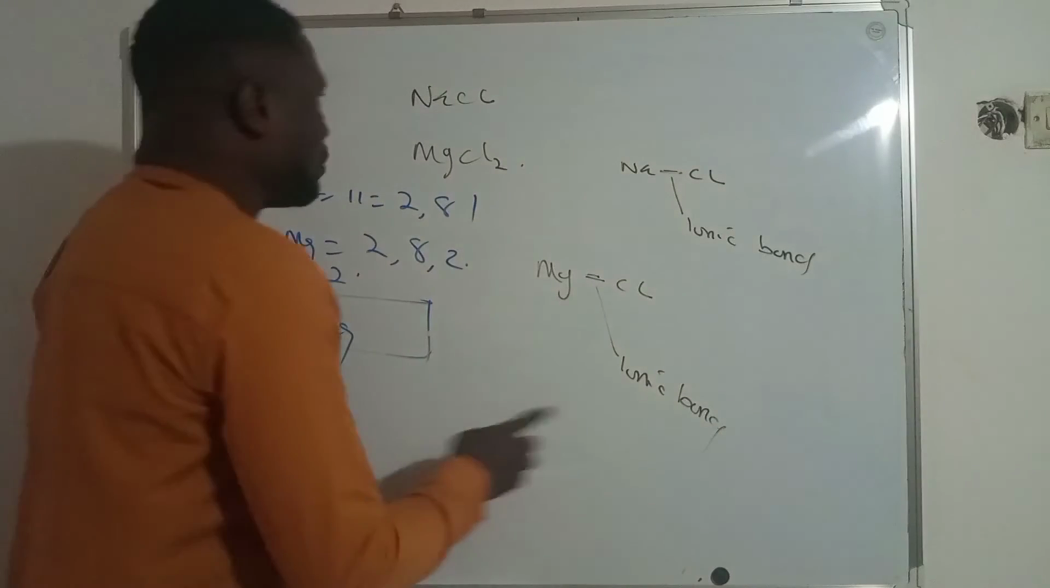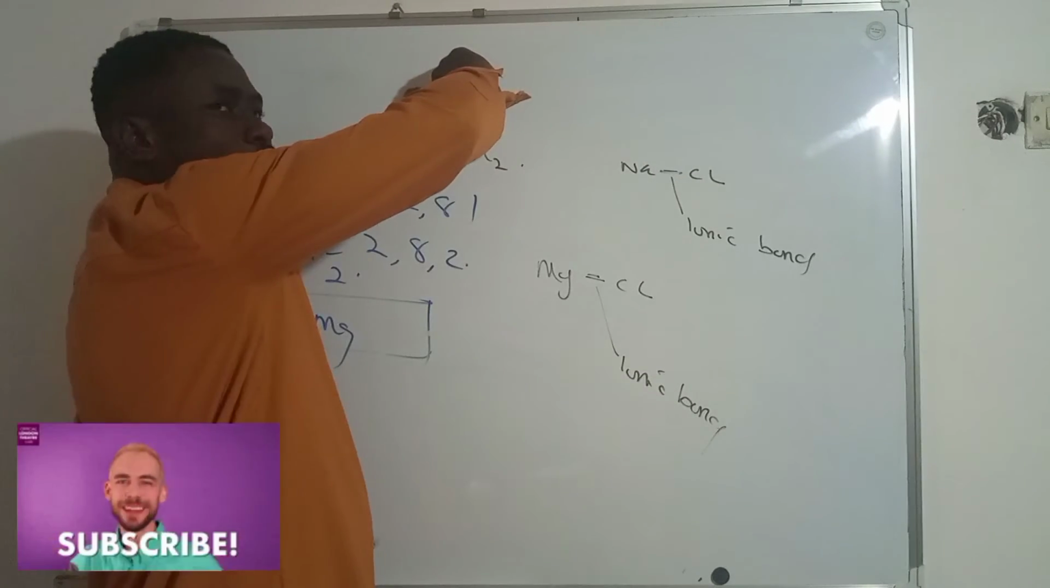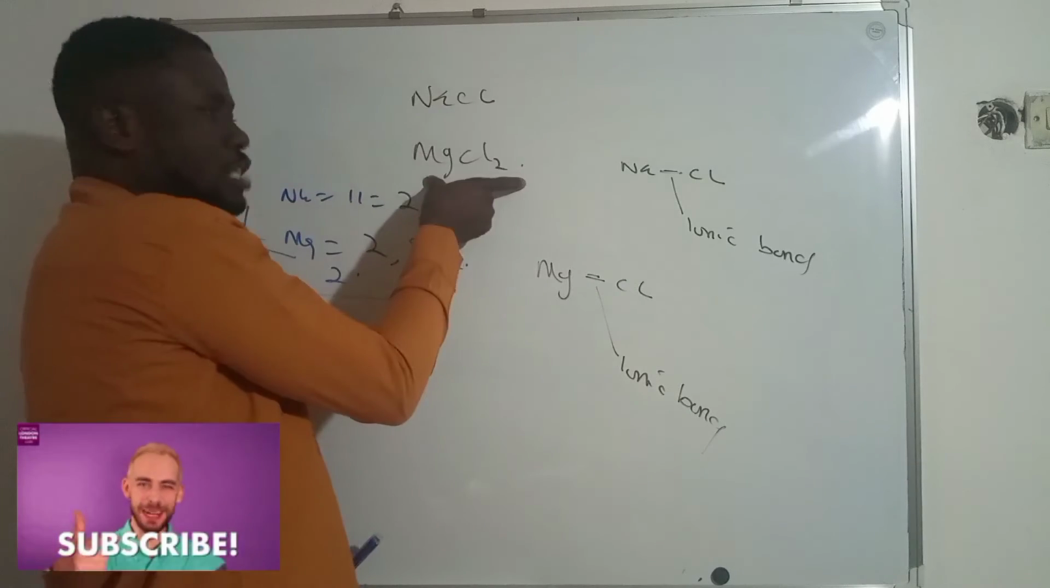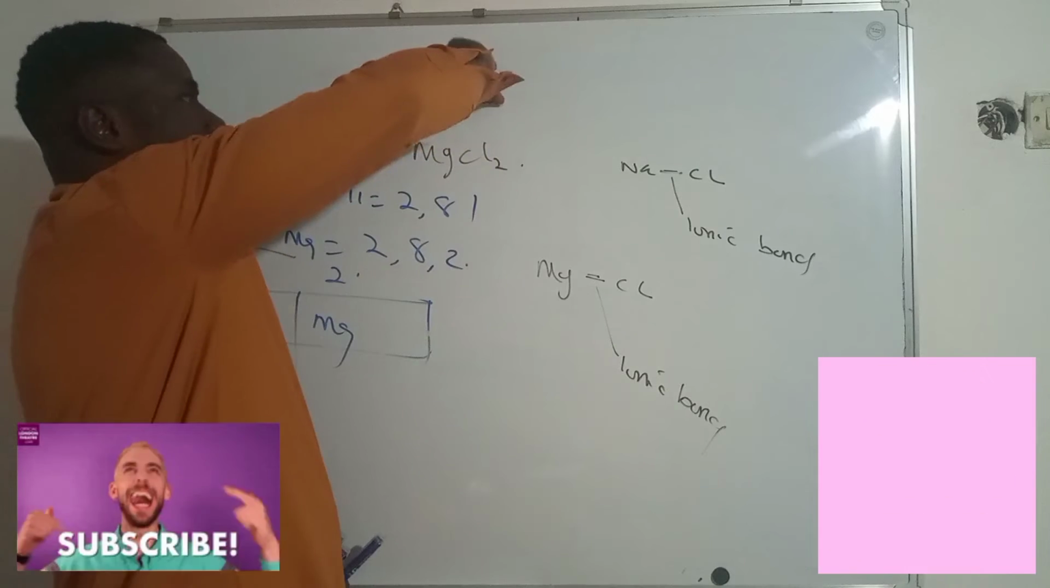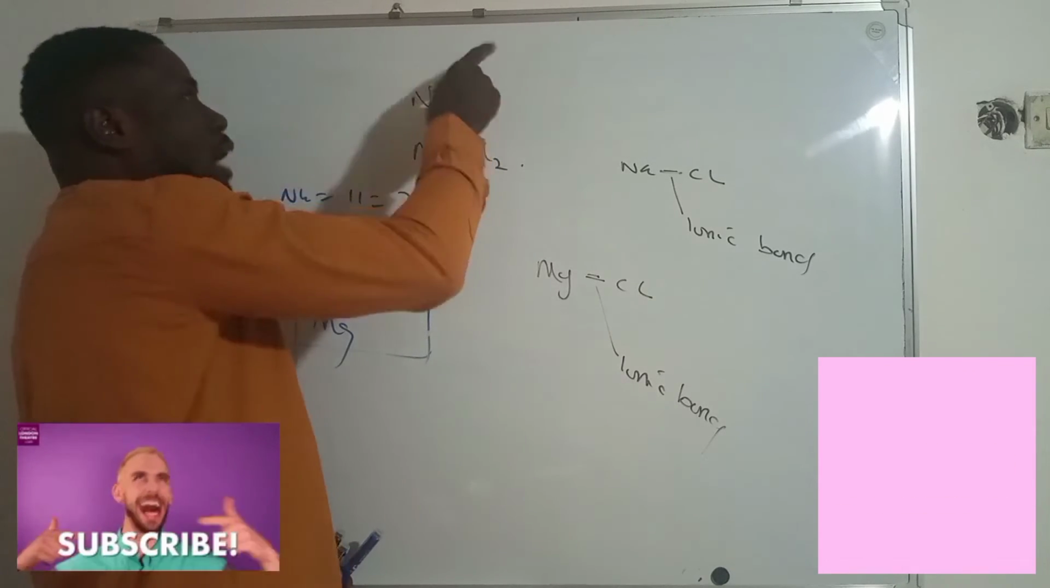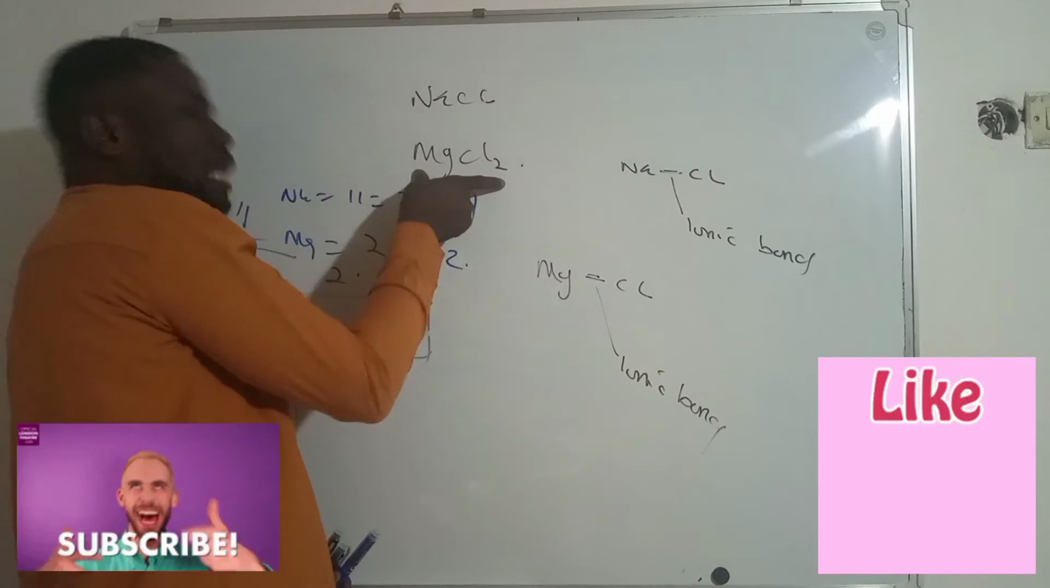It therefore means that this compound is more ionic than this compound. This compound is more conductive than this compound. This compound must have a higher melting point than this compound.